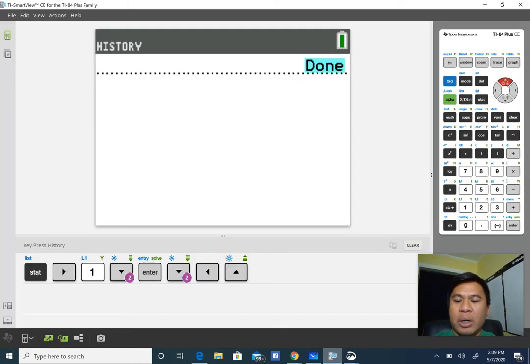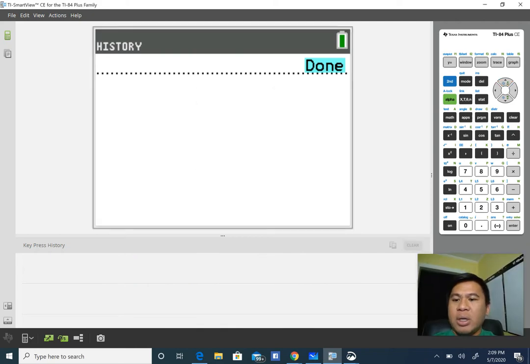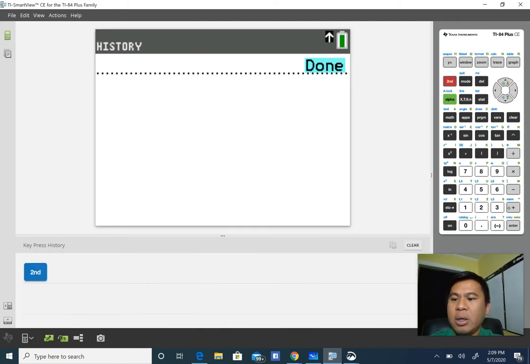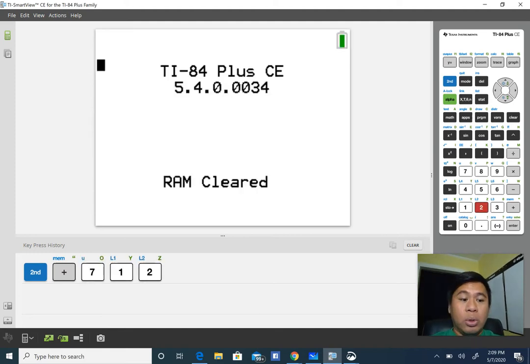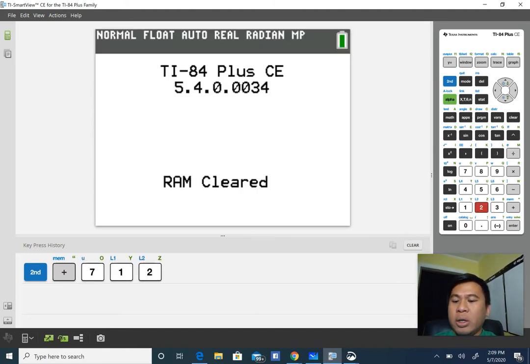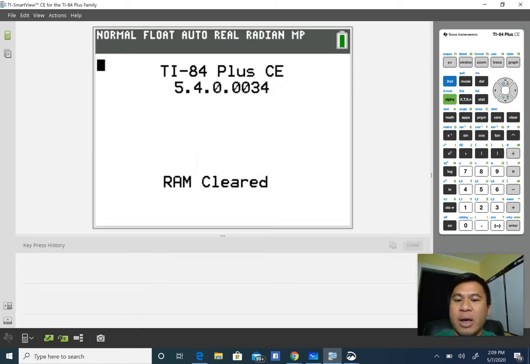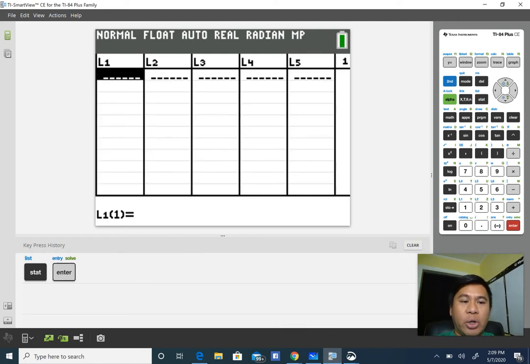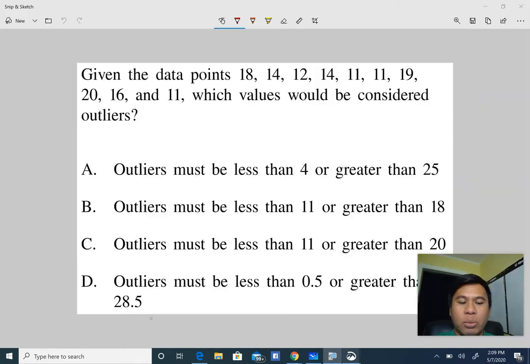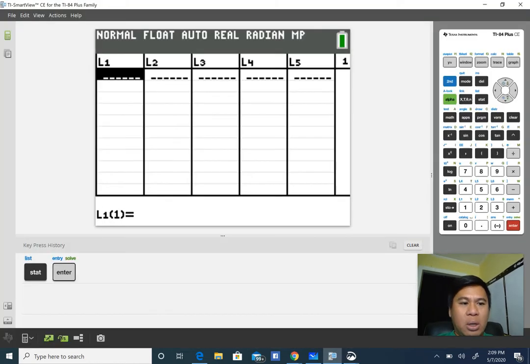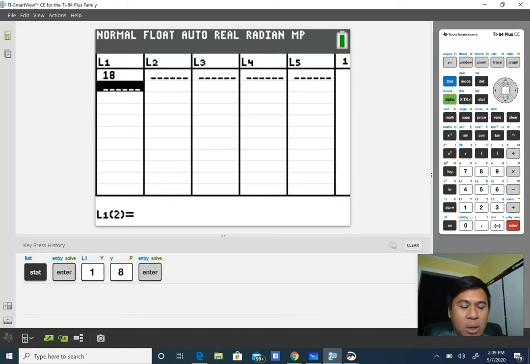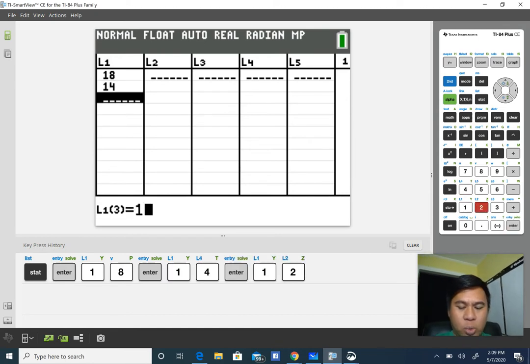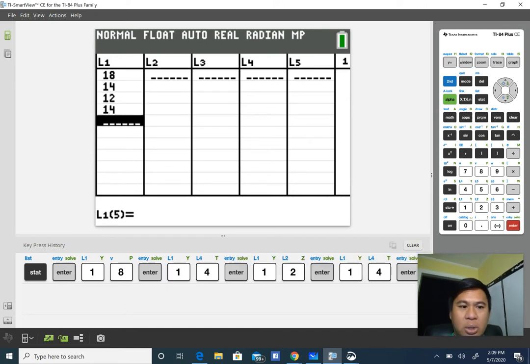On our TI-84 calculator, let's clear everything first and press second plus 7, 1, 2 to clear the random access memory. After that, we're going to go to stat, press enter or number 1, and under L1, we're going to put all the values mentioned in our problem. So in this case, we have 18, 14, 12, 14, enter.